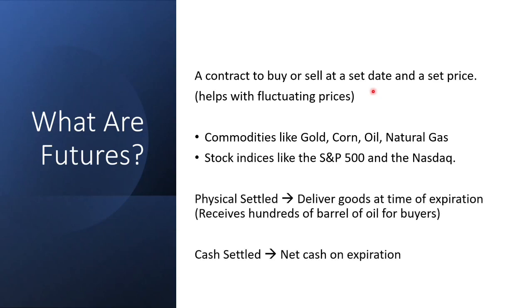So there's two types of ways that a futures position can be settled. There's physical settled, which is if you buy a contract for oil, at the time of expiration, you'll be delivered hundreds of barrels of oil to your house. And this is something brokers tend to close before expiring. And for cash settle, if your contract is in the positive, they'll close for a net profit. And if it's in the negative, they'll close for a net negative at expiration.